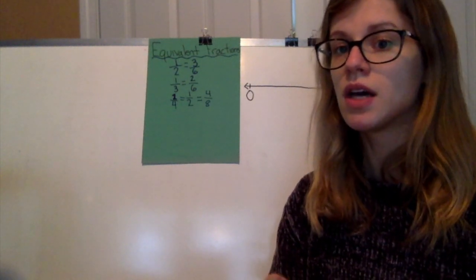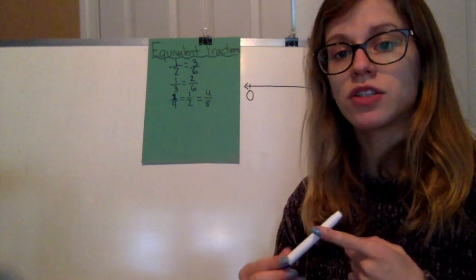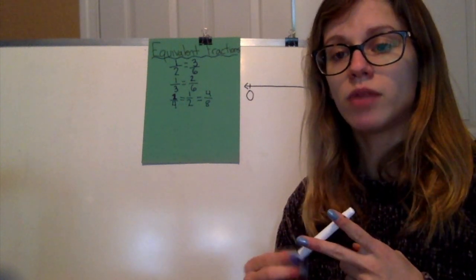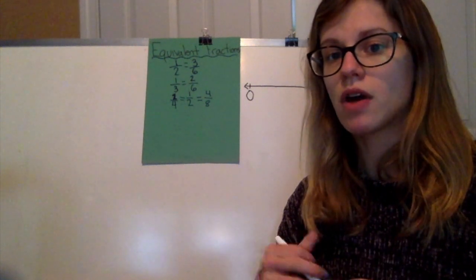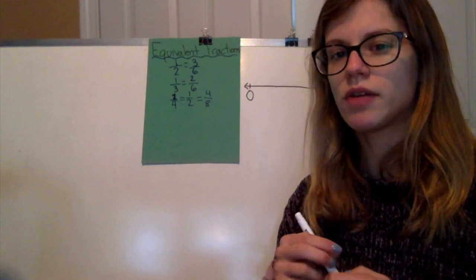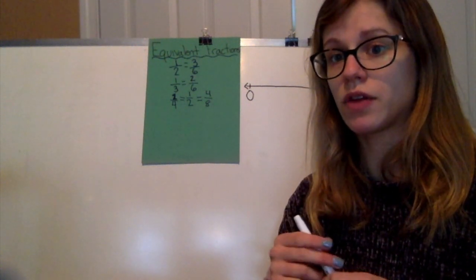So we figured this out using fraction bars and also using our pattern blocks. But yesterday we went over how we can use our number lines to figure out equivalent fractions. So I just wanted to have a quick review of how we can figure that out.